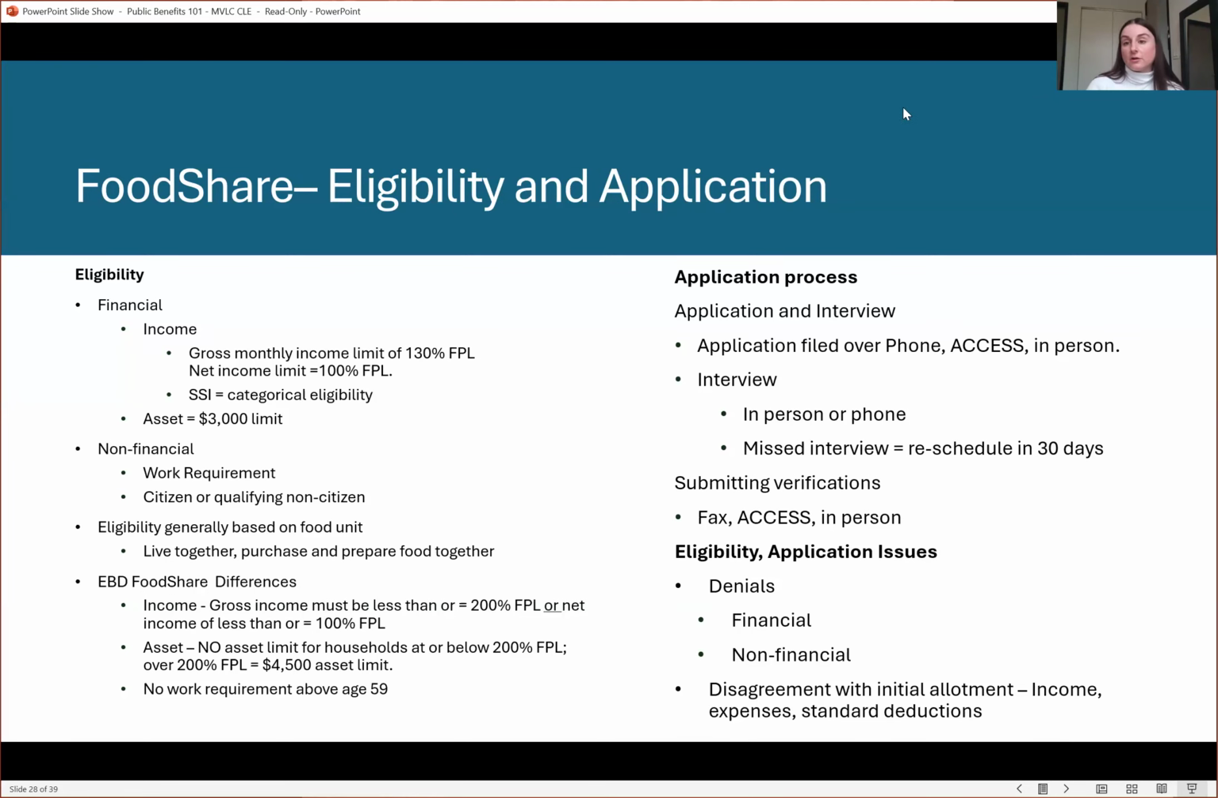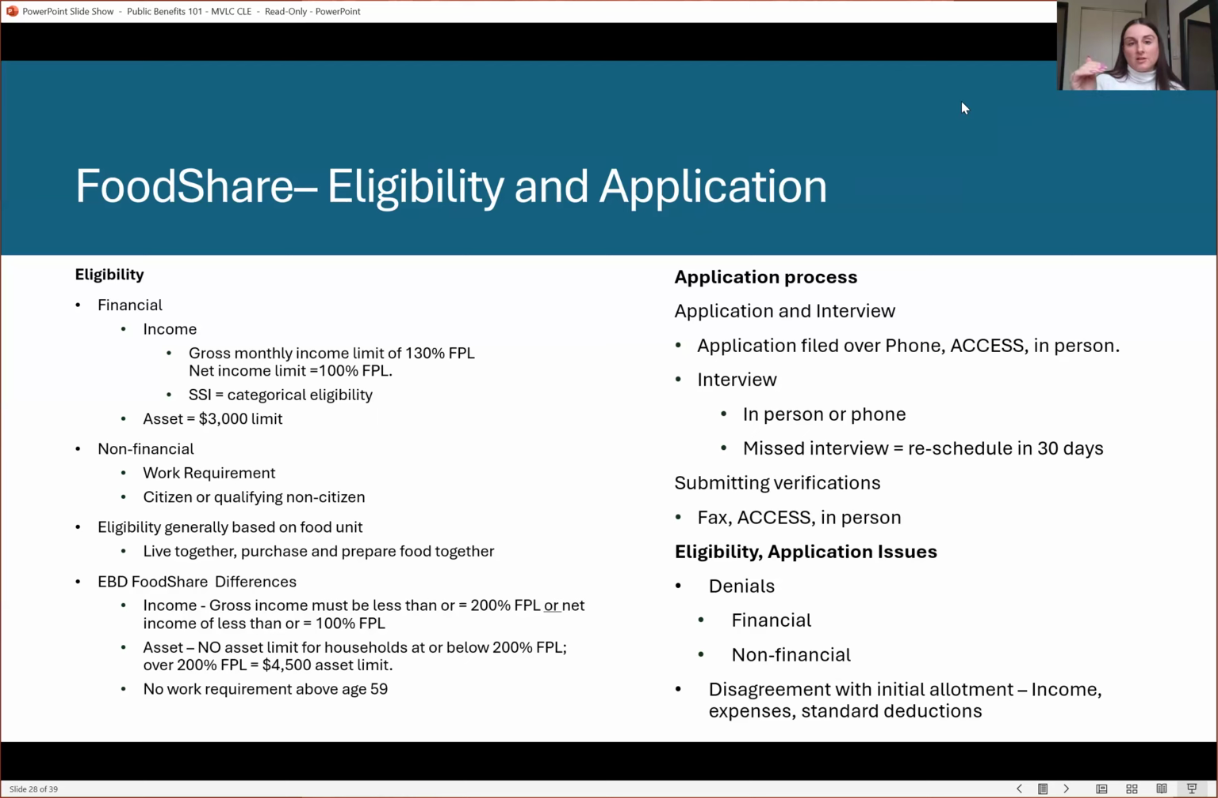There are differences if you're EBD. The income limit is a little higher. There's no asset limit if you're below 200% of the federal poverty level. If you are above that, there's a higher asset limit than the $3,000, it's $4,500. And there's also no work requirement over the age of 59.